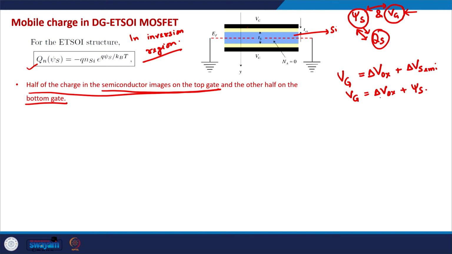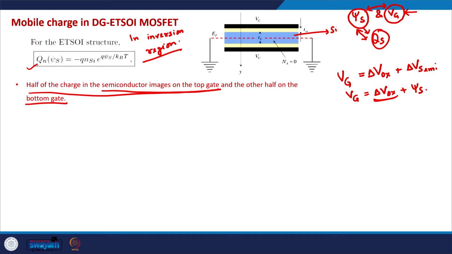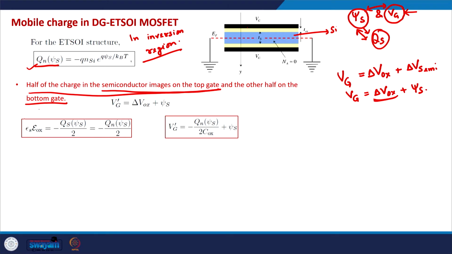So we need to know what is the voltage drop across the oxide, and in order to know the voltage drop across the oxide, we need to know the voltage on each side of the oxide. So here, if the total charge in the semiconductor is Qn, we can assume that Qn by 2 is there for the top gate and Qn by 2 is there for the bottom gate. And using Gauss's law as we did before, we can find out delta Vox.